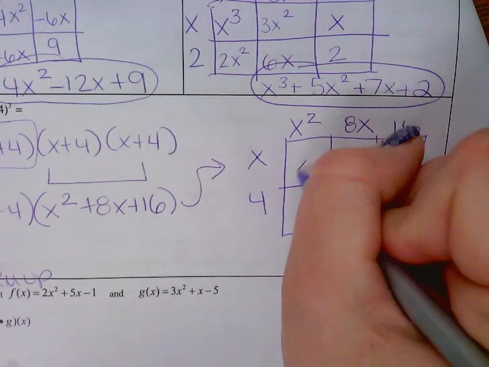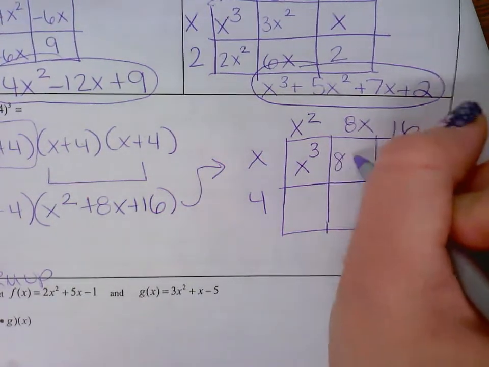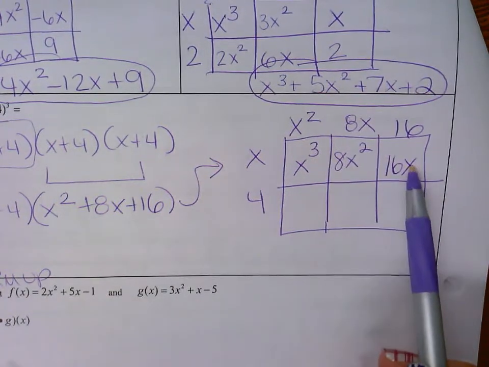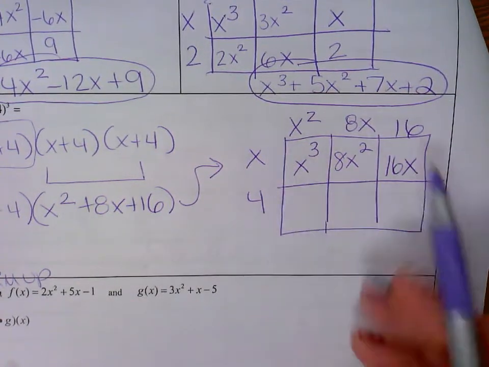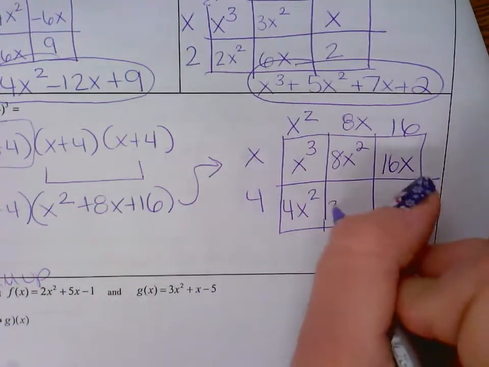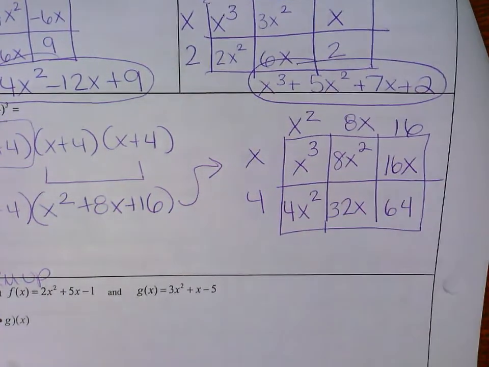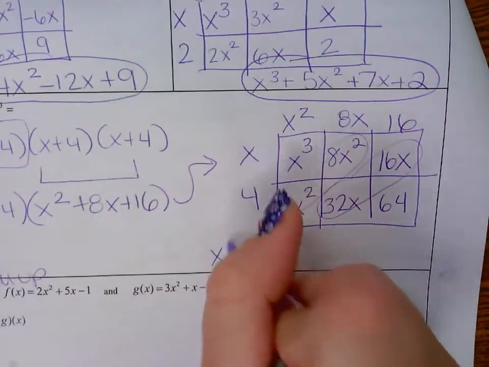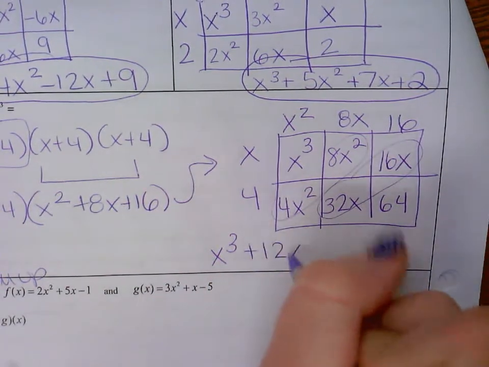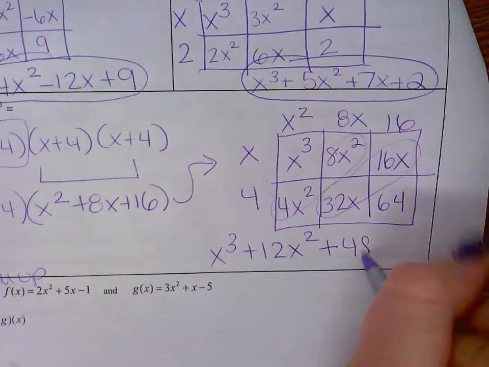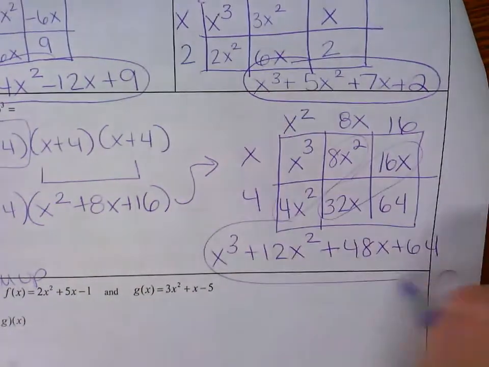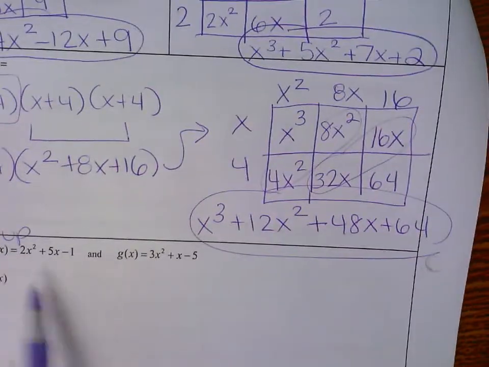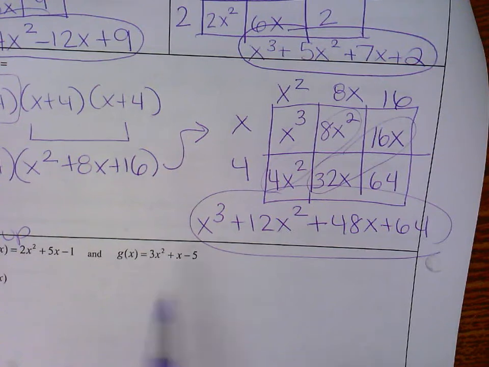Would be x cubed, 8x squared and 16x. So basically the x increases them each by a power of 1. And then the 4 multiplies the coefficient. So 4x squared, 32x, 64. So do you see how on the diagonals you end up with your like terms? So you have x cubed plus 12x squared plus 48x and plus 64. And that's probably the biggest multiplying problem I would have you do. I threw a 3 by 3 on this worksheet for a warm-up tomorrow, but that's like the biggest.